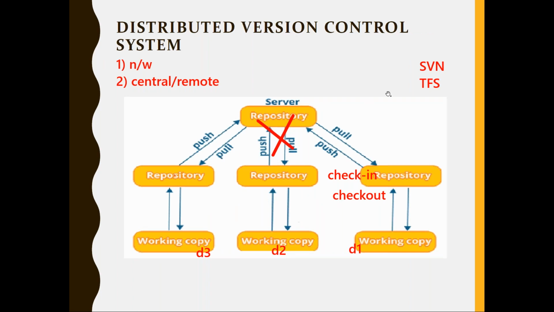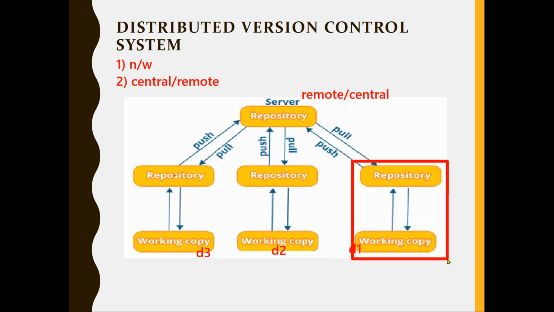If that is clear, let's talk about the distributed version control system. Here in distributed, you also have a remote server or central server, whatever you call it. All the project work is kept here. And this is the workstation of each individual developer. If you notice here, this is the workstation of each individual collaborator, right? This is the workstation of the second person and so on.